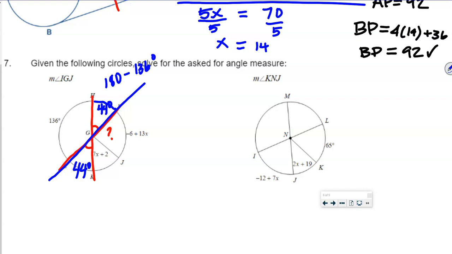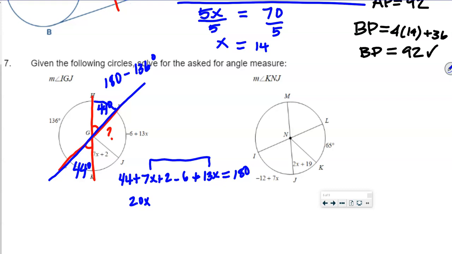So what we can do to find x is add up those 3 angles and arcs, and they should equal 180, right? So we're going to do 44 plus 7x plus 2 minus 6 plus 13x, and all of this equals 180. So we're going to combine our like terms here. So 7 plus 13 is 20x. And then in your calculators, just do 44 plus 2 minus 6.